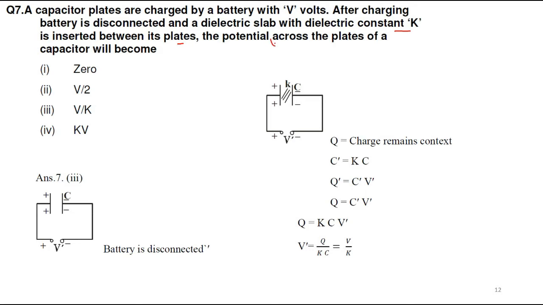Okay, there should be potential difference. The wordings are not all that proper. So PD across the plates of the capacitor. Okay, four options according to this. Option 3 is correct. The key explanation we are going to see now.